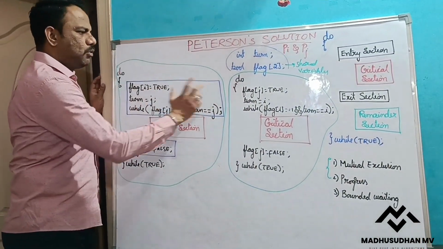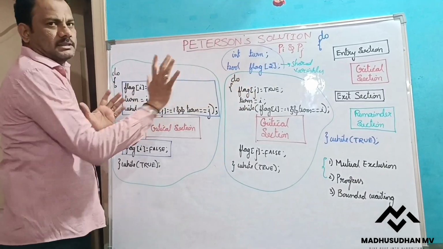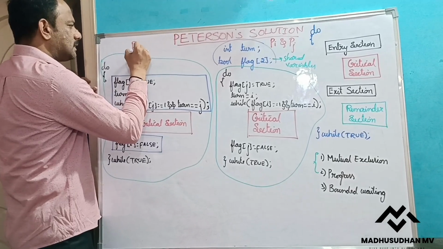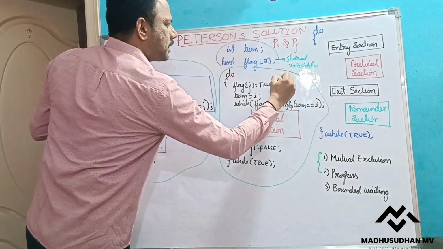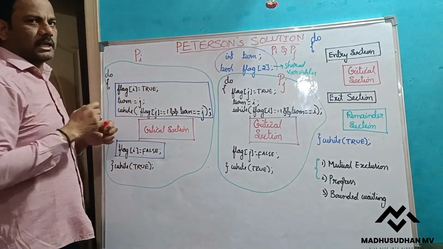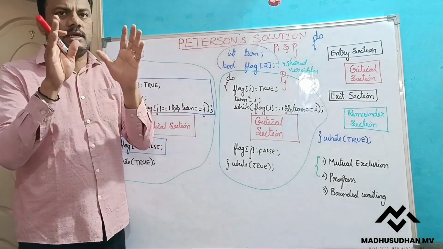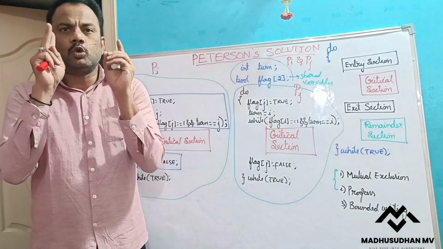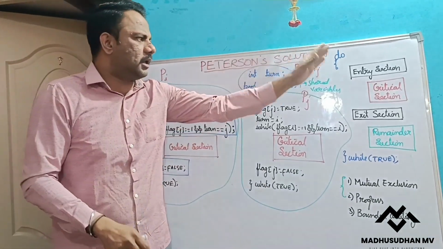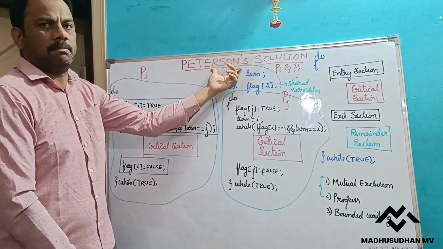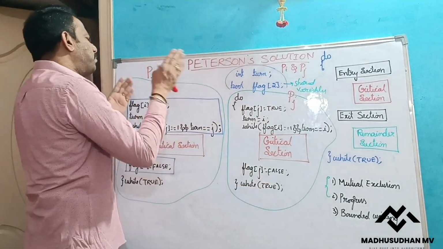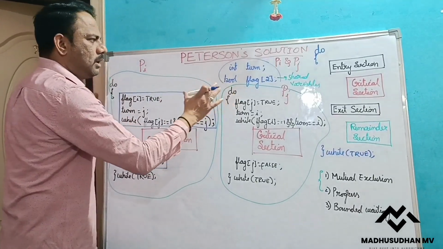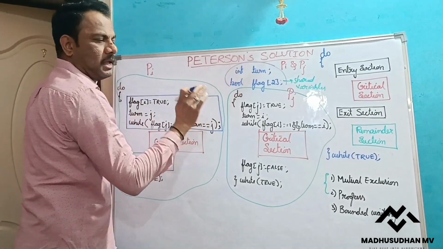Assume this is for process I, and this is for process J. Assume two processes, because the Peterson solution can be applicable only for two processes. That means only when there are two processes in the race to enter into the critical section can we apply the Peterson solution. So I have two processes, Pi and Pj, and we know that they both share two variables, turn and flag.